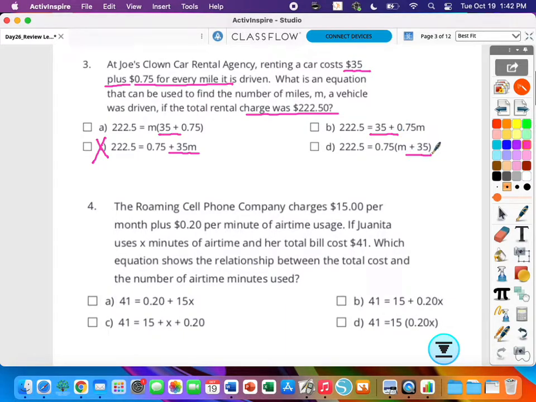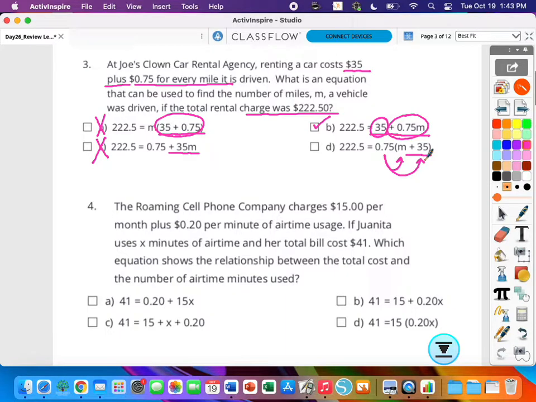Now, what are you adding to 35? Well, you're adding 75 cents for every mile. On A, we're adding 75 cents, and then it looks like that total is multiplied by M. That gets real complicated. It's not A. On B, you're adding 75 cents per mile to that one-time fee of 35. That is going to be your answer. On D, you're not taking 75 cents and multiplying it by the number of miles and multiplying it by 35.